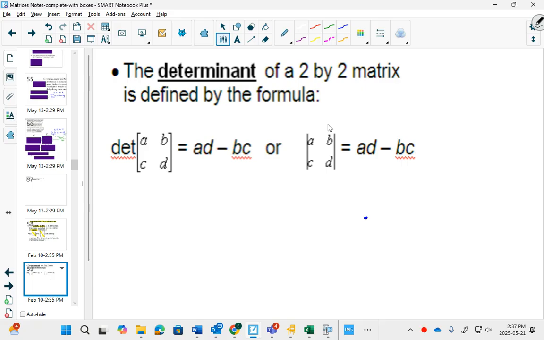The way that I remember this is with a visual. It is this diagonal, A times D, minus this diagonal, B times C. So the diagonal going forward, left to right is positive. The diagonal going backwards is negative. And your determinant is equal to that value.